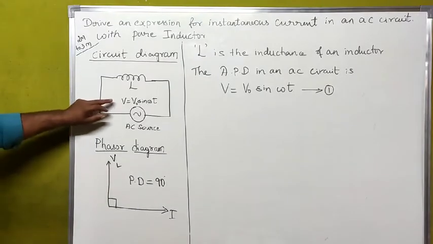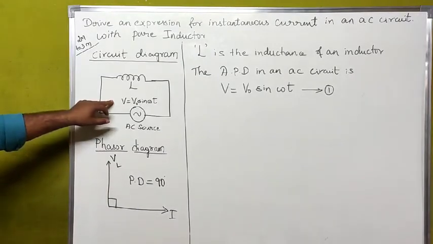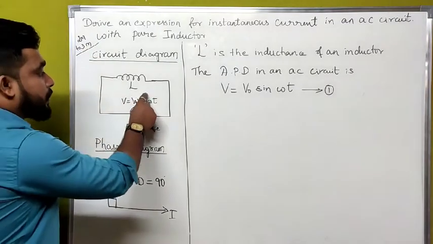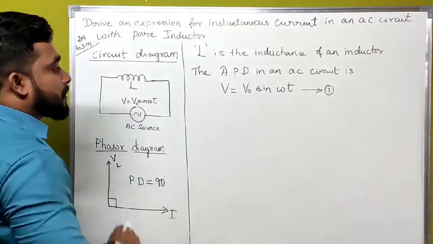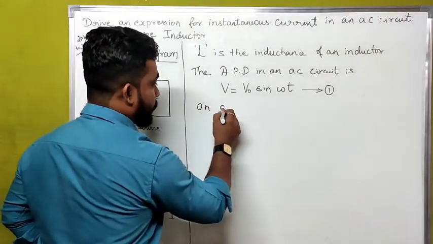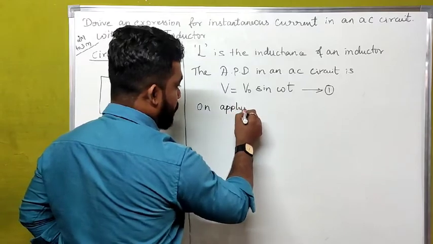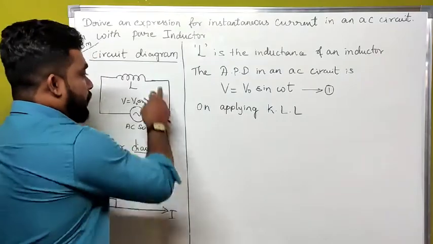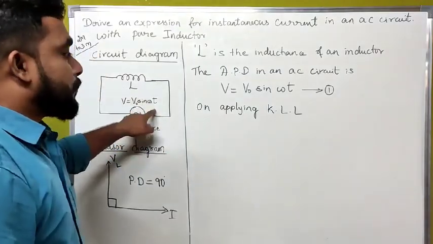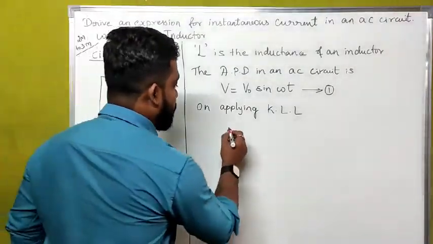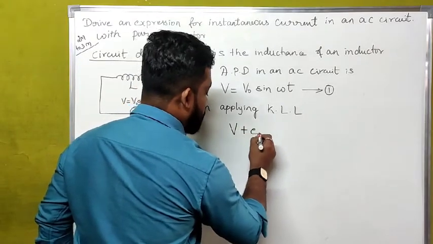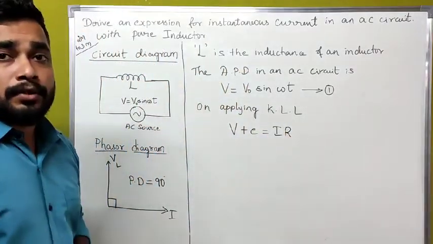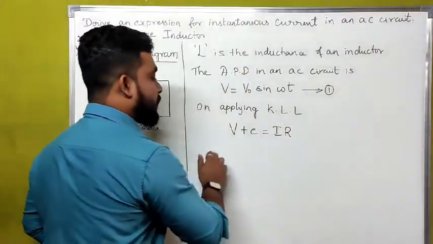I have considered this as our loop. Then what we are going to do? If we apply Kirchhoff's loop law for this circuit, what we will get? We will get V plus E is equal to I into R. This is our expression. How can we write an expression like this?